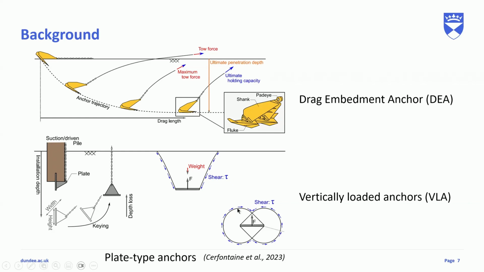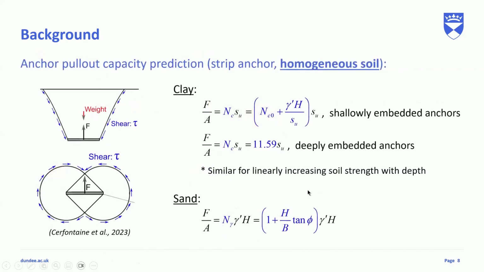It's very local. So in this presentation, I'm going to show how to predict the pull-out capacity of the vertical load of this VLA plate anchor, but in spatially variable soil. So this is the traditional prediction equation. It's the anchor pull-out capacity equation for a strip anchor, so we can just use 2D. And this is for homogeneous soil, which means the soil property is the same everywhere, uniform.